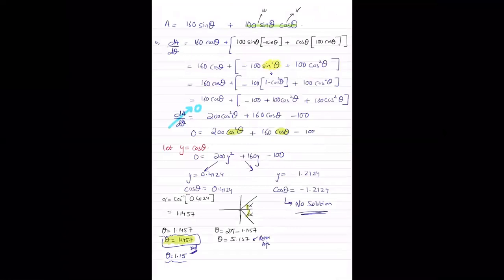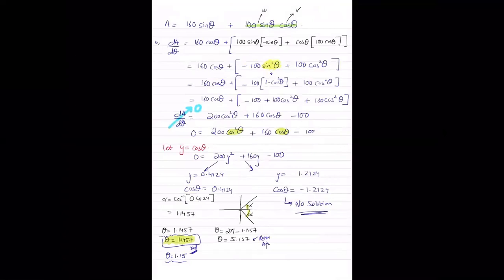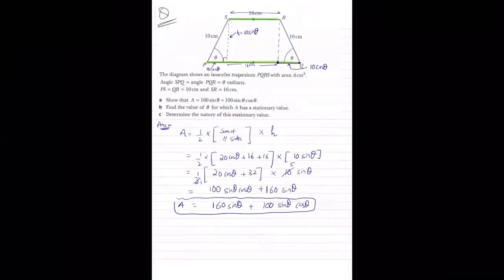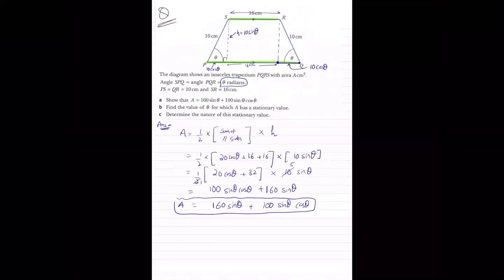Sir, the question doesn't specify radians anywhere. How do we know when we have to convert the calculator to radians instead of degrees? The question does specify that angle theta is in radians. And secondly, whenever you have a differentiation question, please understand that you will have to solve them in radians because we use radians for our calculation purpose.